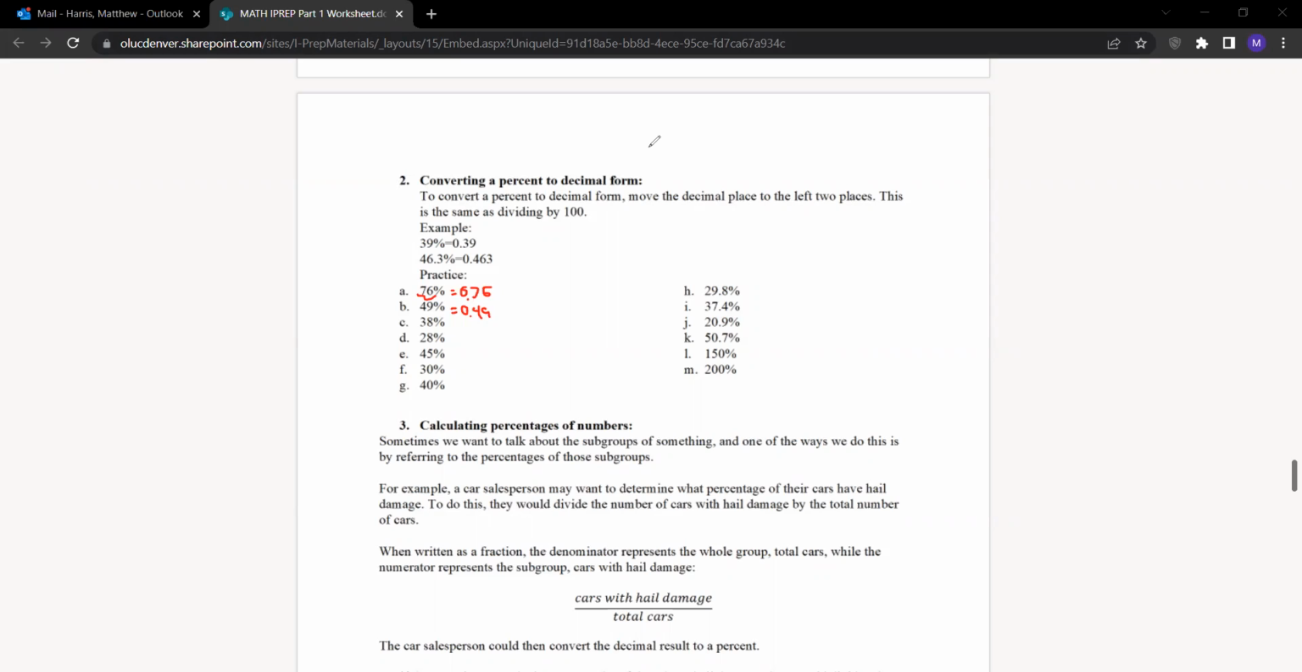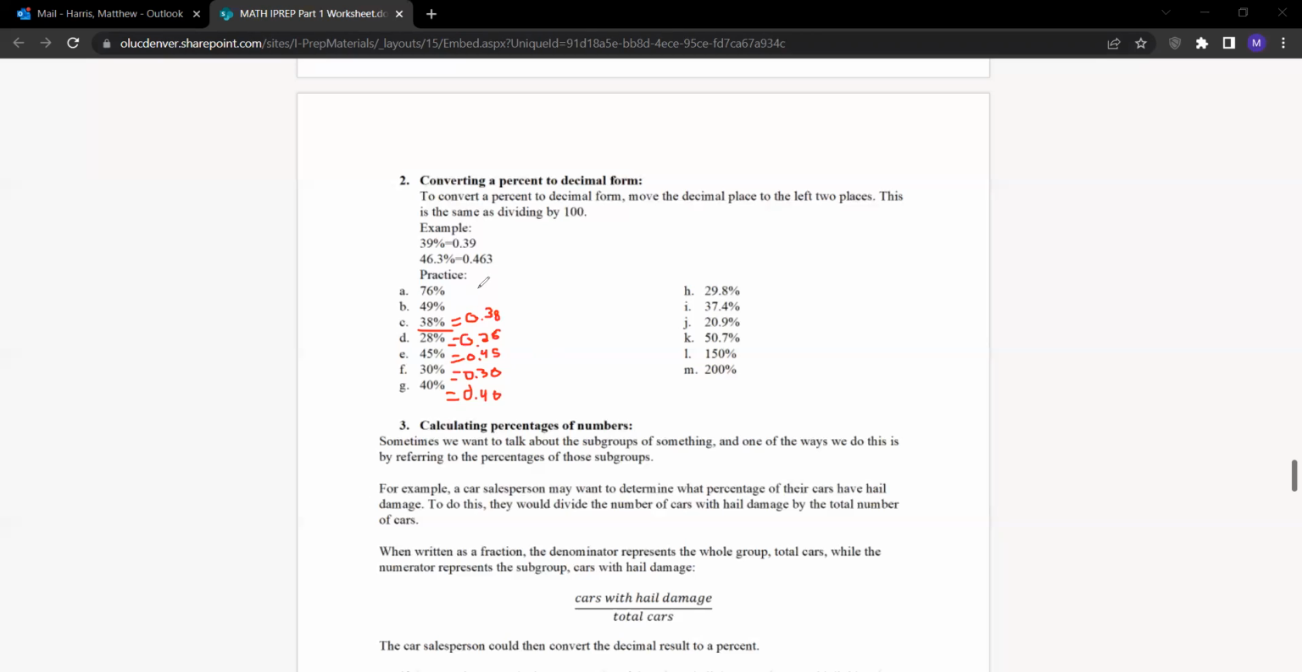And it's just going to really keep going for all of these. So try this one on your own. 38%, what would that be in decimal form? 0.38. And the next one, we have 28%. You're just going to move over the decimal 2 places. So it's going to be 0.28. 45, move it over 2 decimal places, 0.45. 30, we're going to move it over 2 decimal places. So again, 0.30. And then 40, same thing, 0.40.